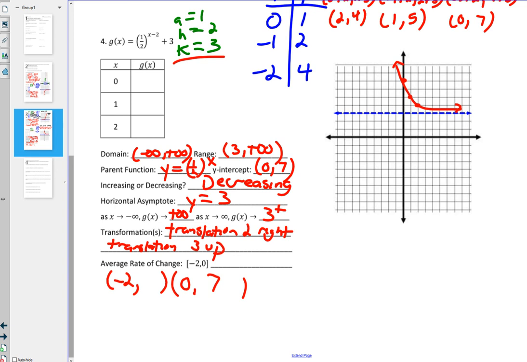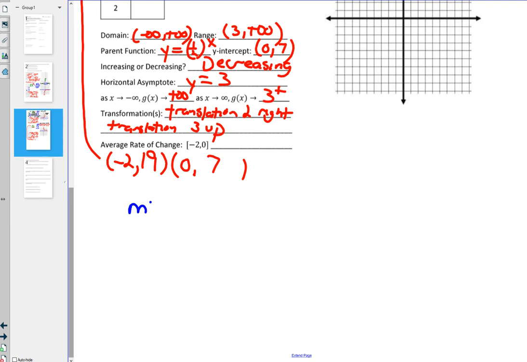So -2 minus, if I were to get this -2 and plug it in up here, that would give me -4. 1/2 to the -4 is like saying 2 to the 4th, which is 16 plus 3, yes, is 19. That doesn't fit on my graph. I wouldn't have seen it on the graph anyways. Is that okay, mental math, or do you need to see me work it out? So now let's do slope formula. Slope is 19 minus 7 over -2 minus 0, which is 12 over -2, which is -6.